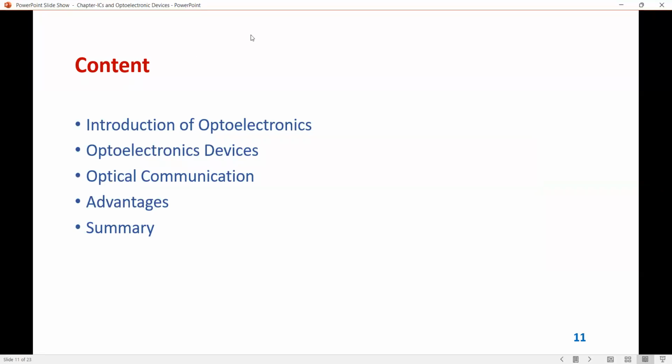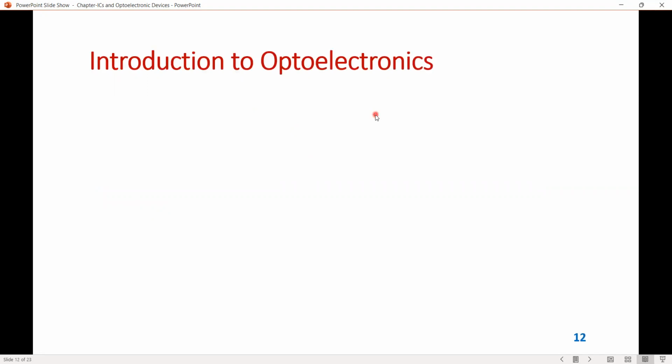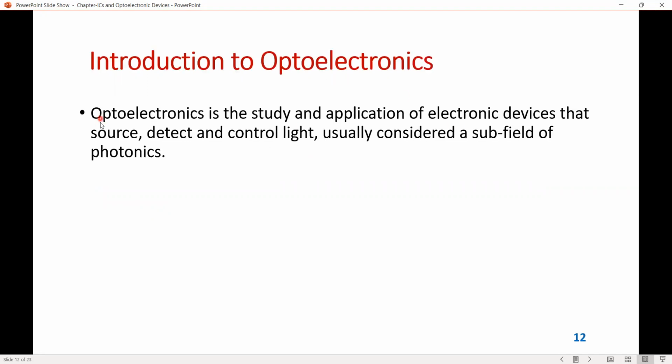So the content, what you are going to discuss here, see this introduction to optoelectronics. So optoelectronics is the study and application of electronic devices that source, detect, and control light. What they do? They source, they detect, and they control light. Usually considered a subfield of photonics. Yeah, photonics, okay, subfield of photonics.